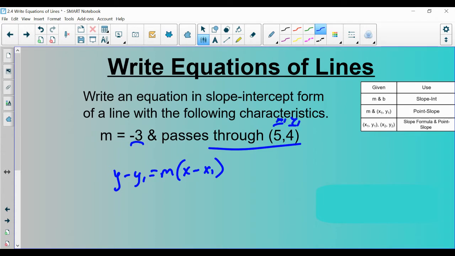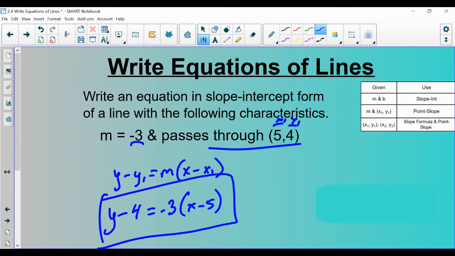So this would be x1, and this would be y1, and that's the m. So if I just fill that in, y minus 4, right, I'm plugging 4 in, that's y1, is equal to negative 3x minus 5. So this is this equation in point-slope form. That would be an answer if I asked for, hey, point-slope form is acceptable. However, it also isn't that difficult to convert this into slope-intercept form, if that was my question. To do the conversion, you basically just need to simplify this.